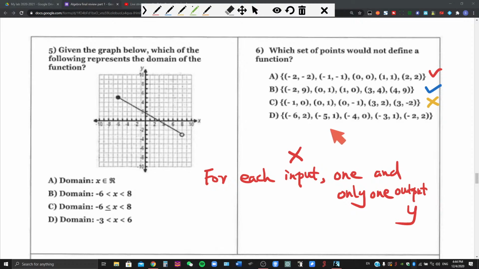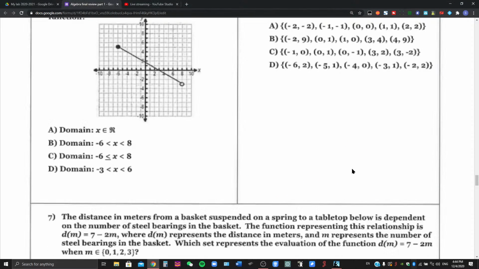For D, negative 6 to 2, negative 5 to 1, negative 4 to 0, negative 3 to 1, and negative 2 to 2. Okay, so every input has just one output, and that passes. Therefore, C is not a function. So the answer will be C. All right. Let's go to question 7.